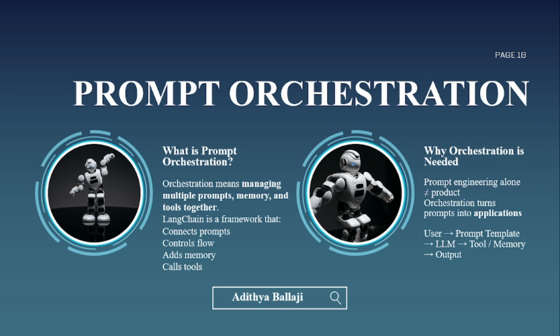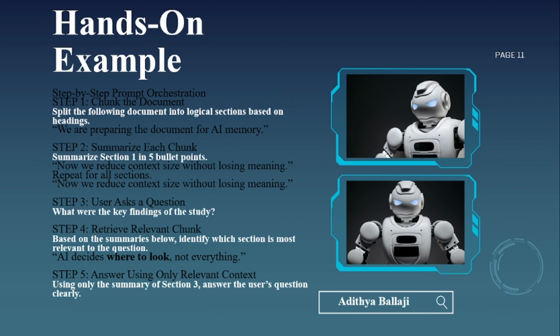So the user gives a prompt template to the LLM. The LLM will have a tool and a memory. With the help of that, it will give you an output. Now that thing happens through LangChain, which is basically a framework.